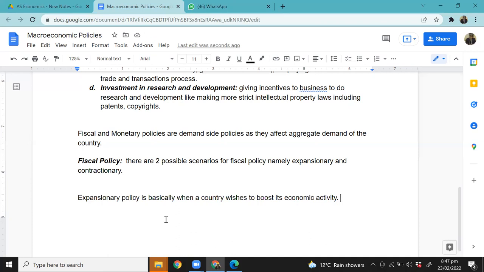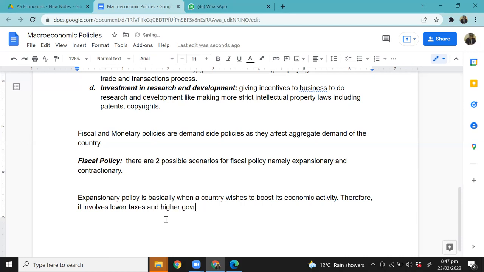Therefore, it involves lowering taxes, all sorts of taxes. So just imagine what happens if income taxes are reduced. People will have more incomes. With more incomes, they'll buy more goods, which means more economic activity, higher GDP. Do you agree with me? Therefore, it involves lower taxes and higher government spending.